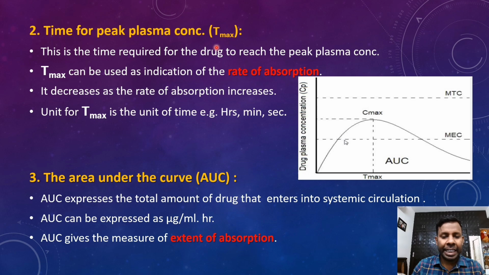Next is Tmax. Tmax means time for peak plasma concentration, meaning how much time is required to reach Cmax. If a drug takes 3 hours to reach Cmax, that means the Tmax will be 3 hours. How much time the drug takes to reach Cmax is called Tmax.